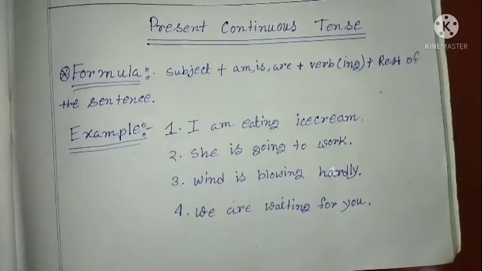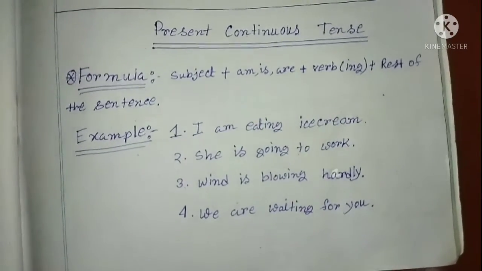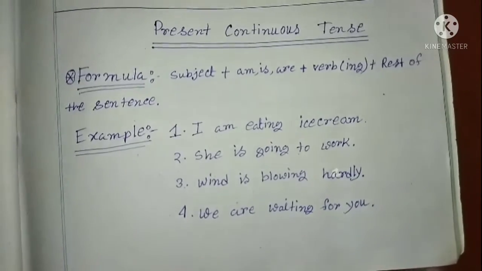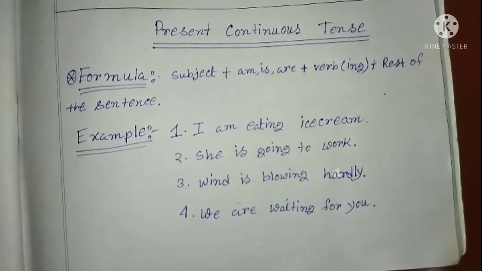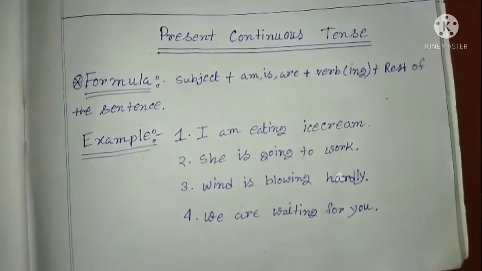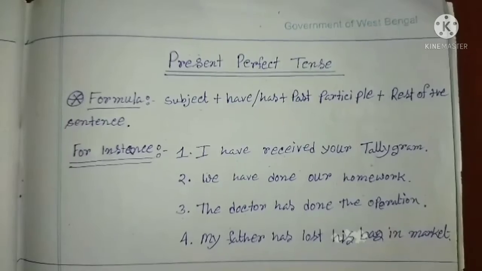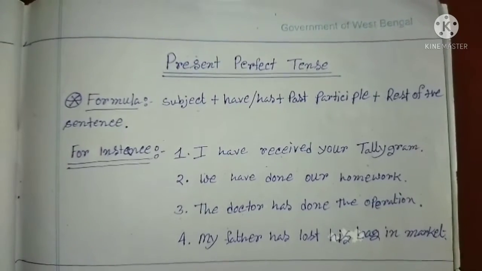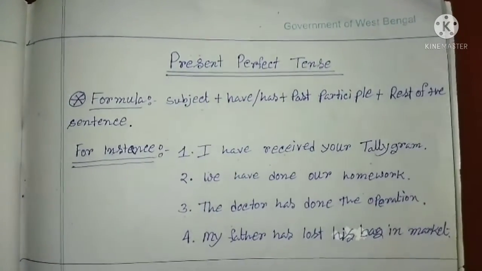And number 4, we are waiting for you. Here I use are because the sentence indicates more than one person. It's very easy. I hope everyone got it neatly. So friends, without further ado, let's begin another one, and it is present perfect tense.